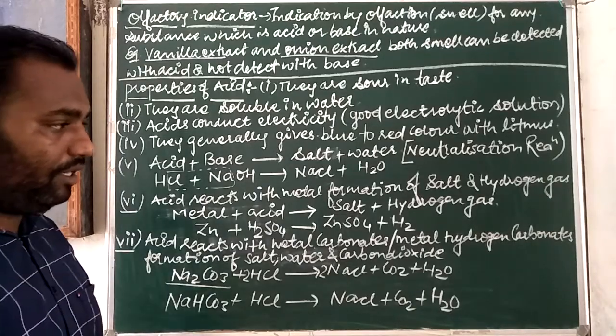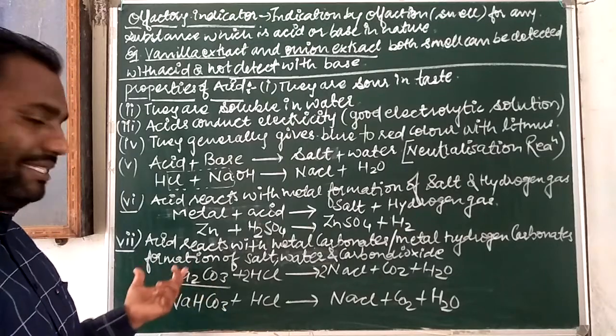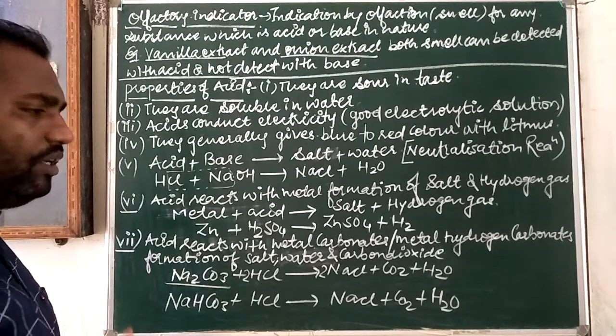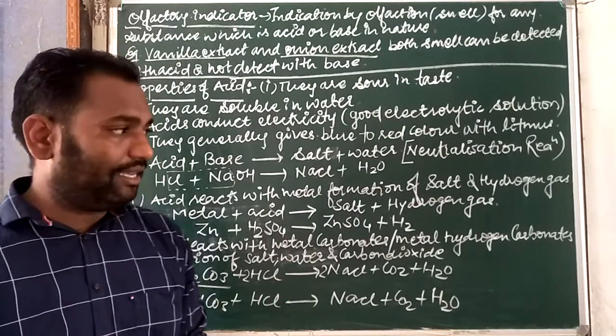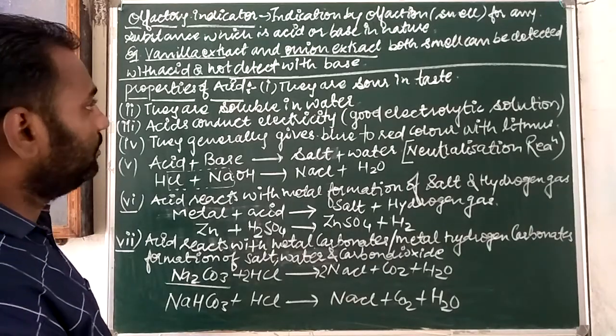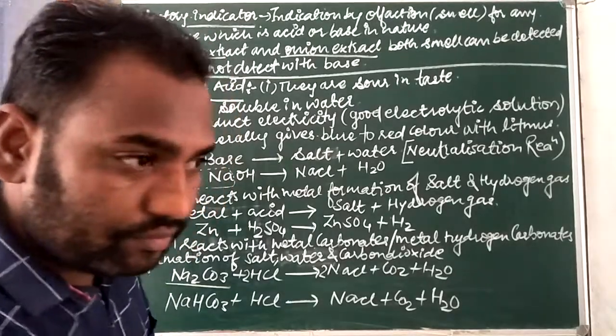3 properties are remaining. Okay, when metal oxides react with acids, and the last one, ninth one, is that metals have a corrosive nature. So we can discuss here, I think. Okay, 1 minute, I can write here.